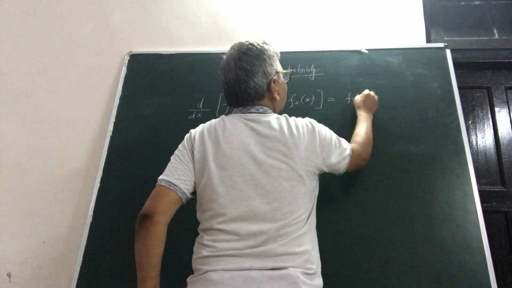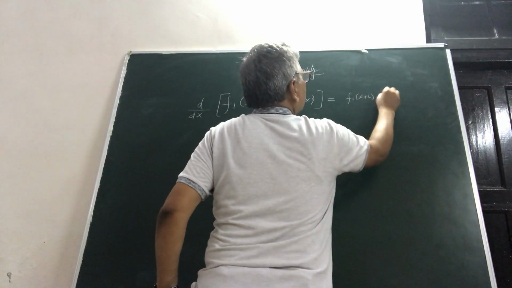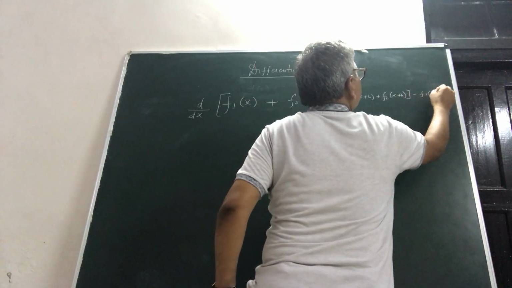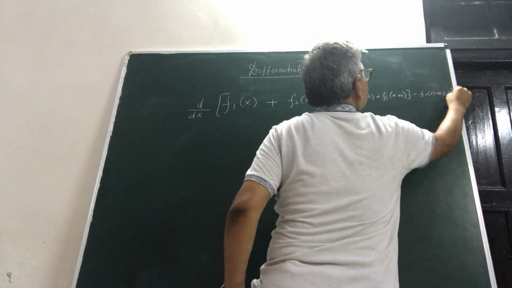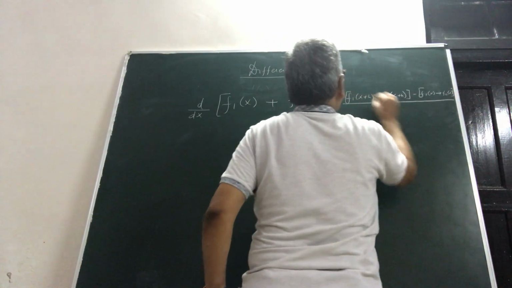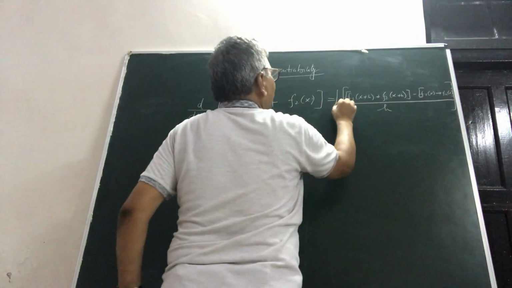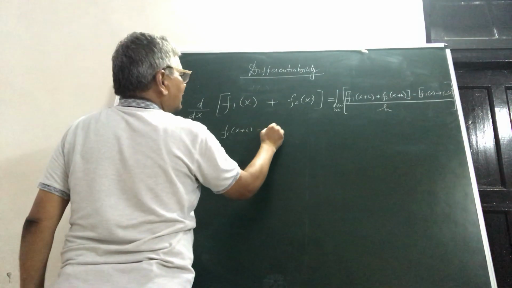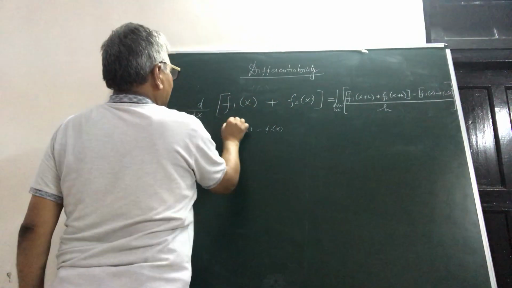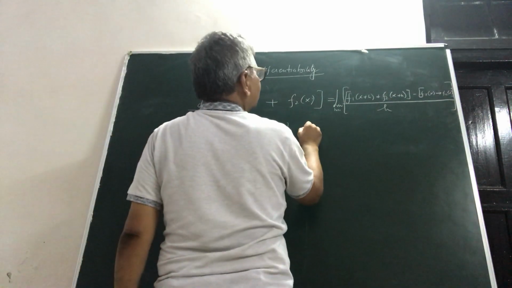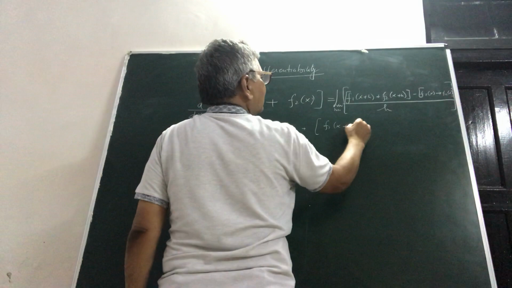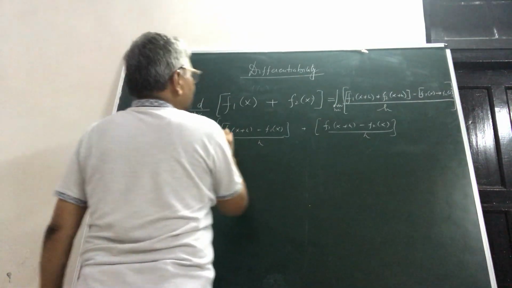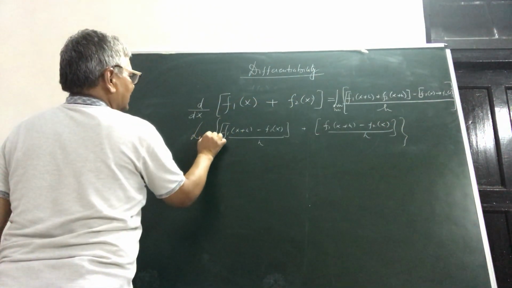By definition, it is the limit as h tends to 0 of [f1(x+h) + f2(x+h) minus (f1(x) + f2(x))] upon h. This can be rewritten as [f1(x+h) minus f1(x)] in one bracket, and the rest of the terms in the other bracket, [f2(x+h) minus f2(x)], and then upon h, with the limit h tends to 0.